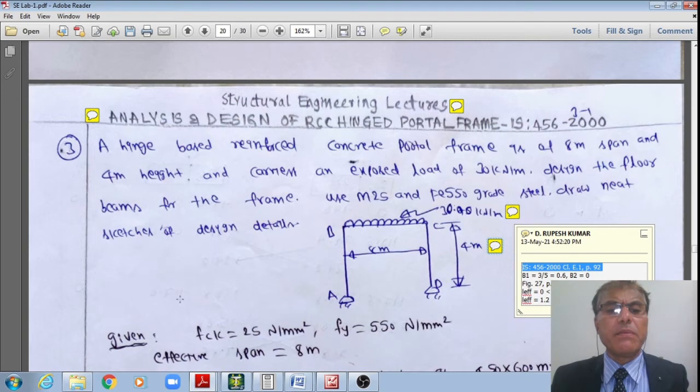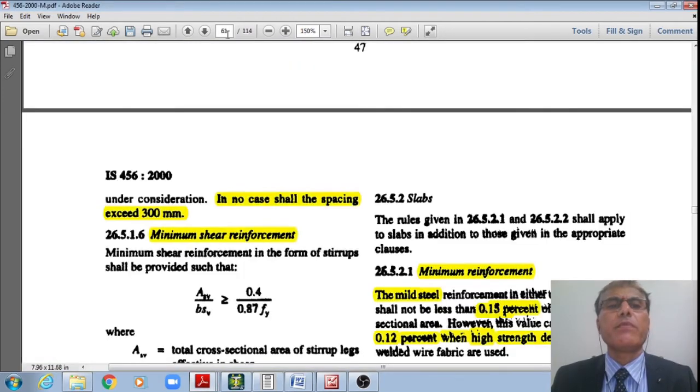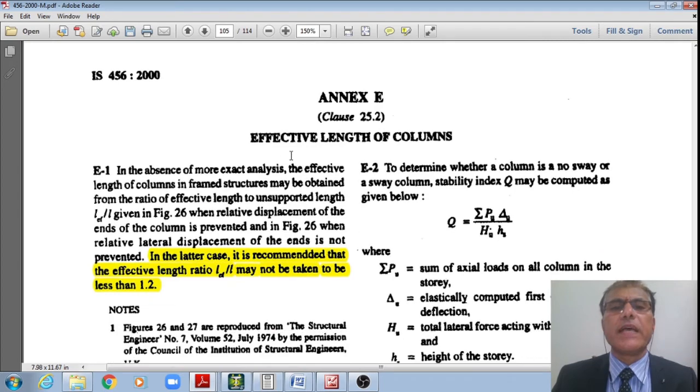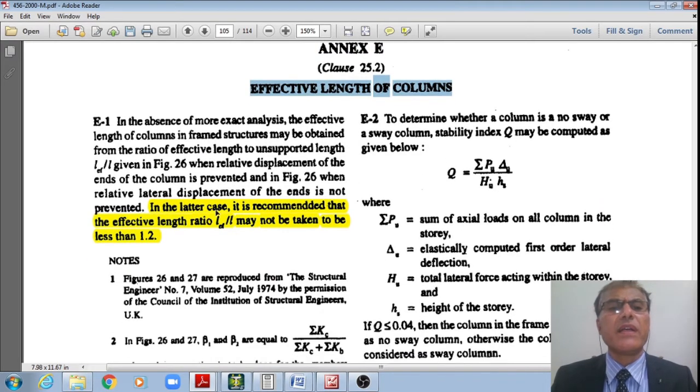page number 92, right? Let me go to that page number 92, student, at a quicker pace. Just bear with me for a moment. Now I am there on page number 92, student. Yes, this is Annex E, which deals with the effective length of the columns.